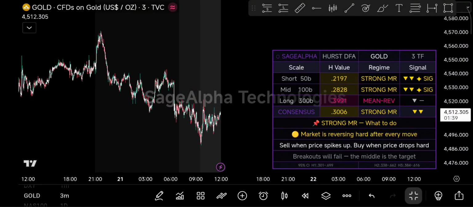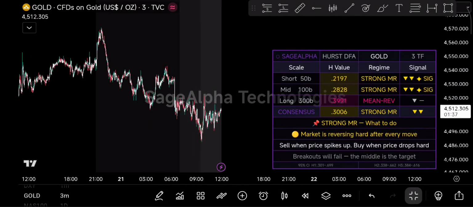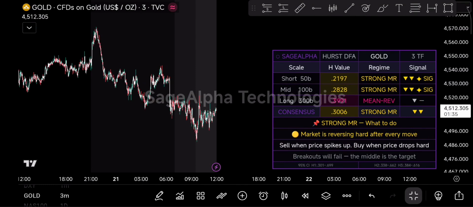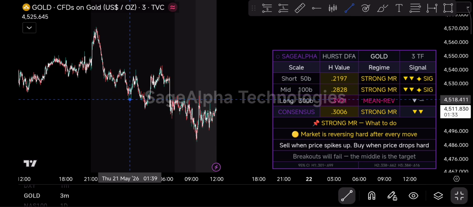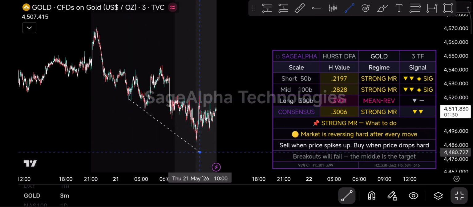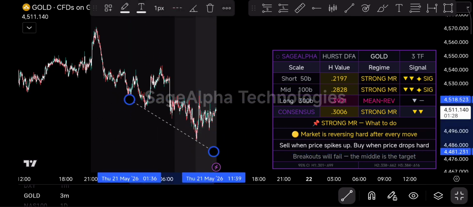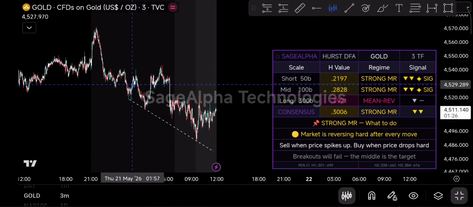Alright, so second trade of the week, we can see on the indicator strong mean reversion across the short, mid, and the consensus. The market is reversing hard after every move. Sell when the price backs up, buy when it drops hard. Now the price has dropped and we have seen our model that aligns with this indicator.